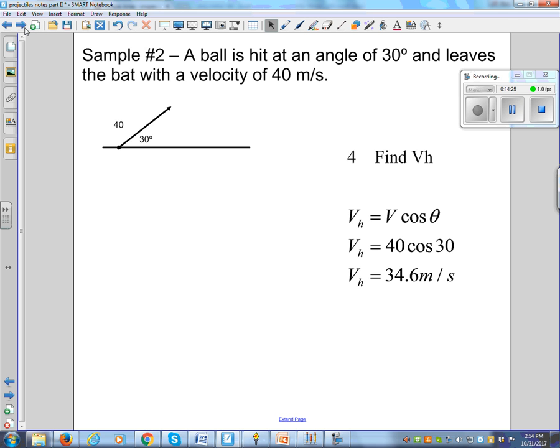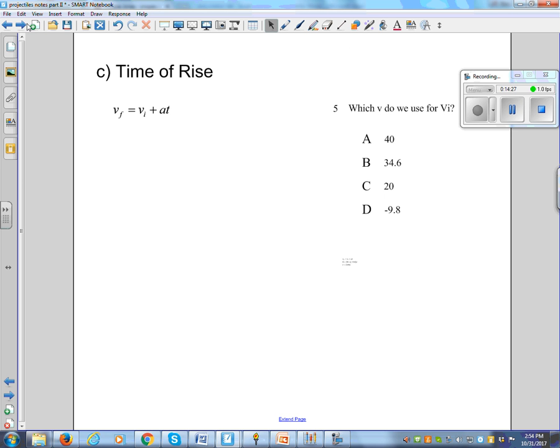Okay, moving on. Now, what about the time of rise? How long does it take for the ball to go to the peak? I've never done this before. Yes, you have. Well, maybe not in this instance, but just apply what you already know to a new situation. That's all physics really is, right? Applying what you know to new situations.